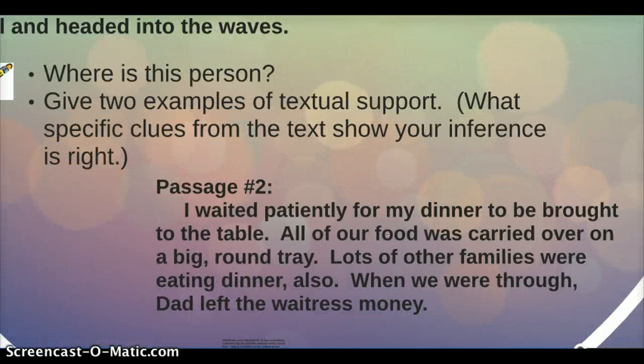Passage number two. I waited patiently for my dinner to be brought to the table. All of our food was carried over on a big round tray. Lots of other families were eating dinner also. When we were through, Dad left the waitress money.